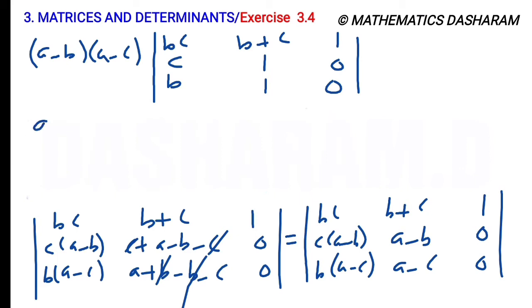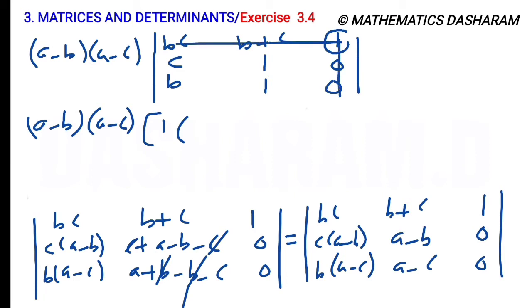So now expand the third column to find out the determinant. So in the third column, two elements are zeros, so then only one element. So here 1 into, cancel the row and column, C into 1 is C, minus B into 1 is B, and the remaining two are zeros.